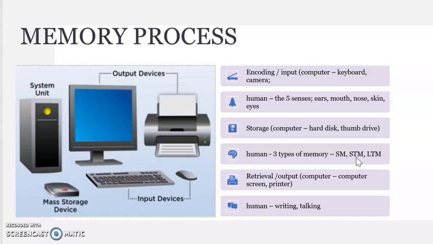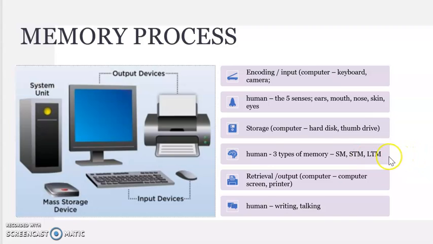STM, which is short-term memory, has very limited storage. From the sensory memory, information will be relayed to STM. While in the STM, information must be repeated or use some active learning strategies in order for it to get to long-term memory. Otherwise, the information will be forgotten.